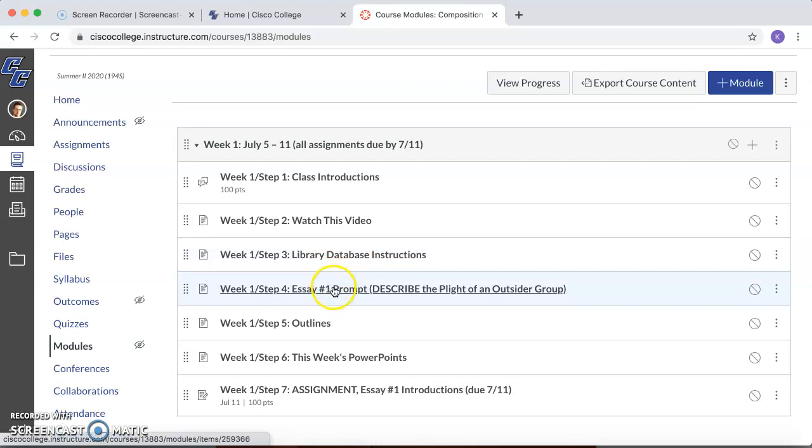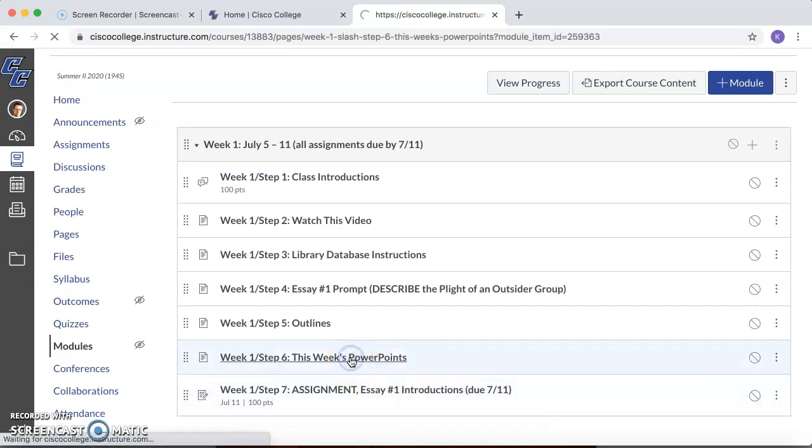Essay 1 prompt. It's important to note we are not writing the full essay this week, only the introduction, but the prompt is there under step 4. Step 5 kind of jogs your memory about outlining, making sure that you're gathering ideas, you're brainstorming, and that you're organizing those thoughts before you actually start writing. It's not for a grade, but it's imperative that you do that. And then step 6 are this week's PowerPoints. There's one on introductions, one on essay verbs. And then step 7 is the actual assignment due this week, which is your essay 1 introduction.